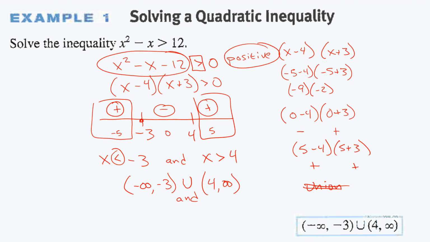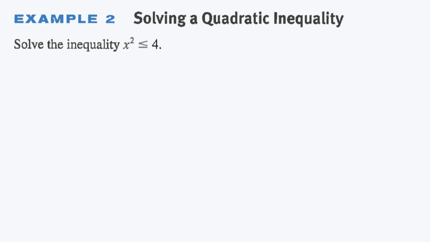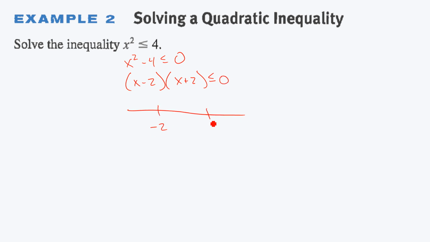All right, let's try one more example. X squared less than or equal to 4. Let's get this in standard form. X squared minus 4. We're going to factor x minus 2 and x plus 2, less than or equal to 0. So the important numbers on our number line are negative 2 and positive 2. So let's test negative 5, 0, and 5 again.